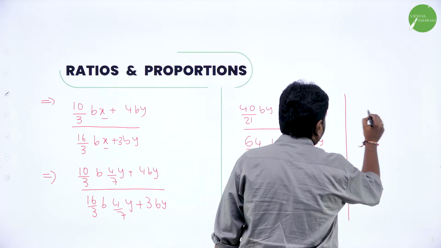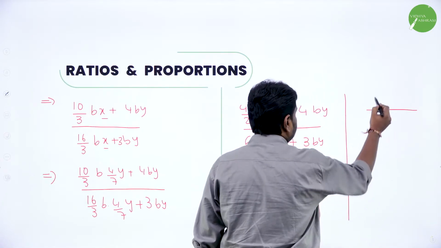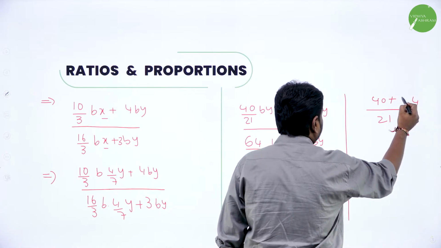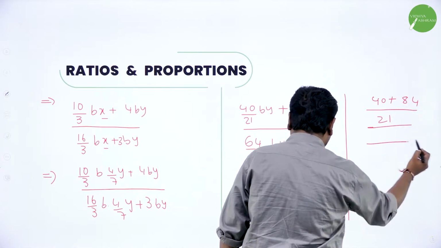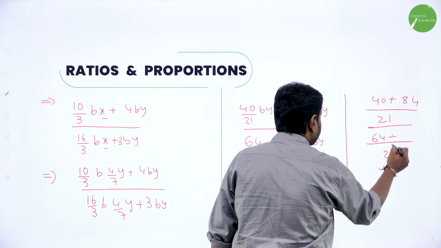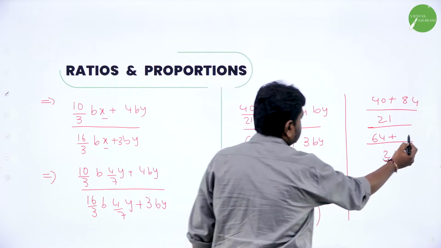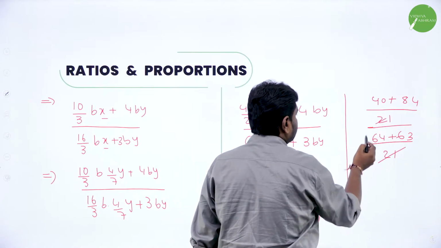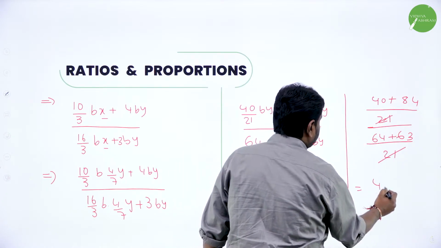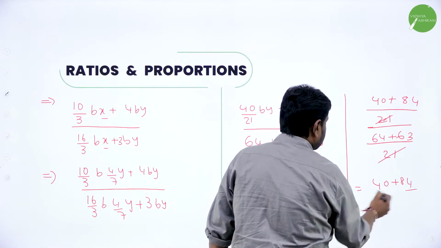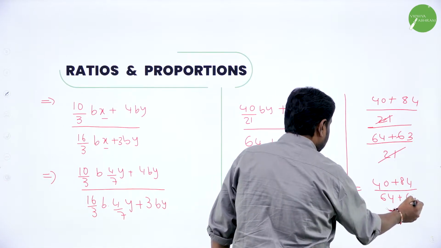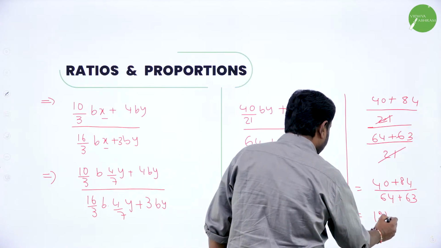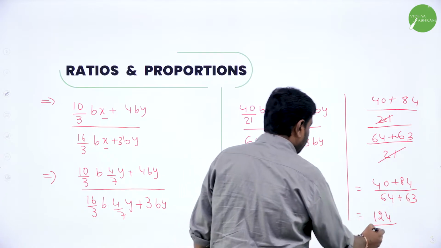So 40 by 21 plus 4, take LCM. LCM is 21. 40 plus 21 4s are 4 1s are 4, 4 2s are 8, 84, divided by, again 21, 64 plus 21 3s are 3 1s are 3, 3 2s are 6, 63. So now denominator is 21, 21 cancels, you are left with 40 plus 84 divided by 64 plus 63. So 40 plus 84 is 124, divided by 64 plus 63, 127.